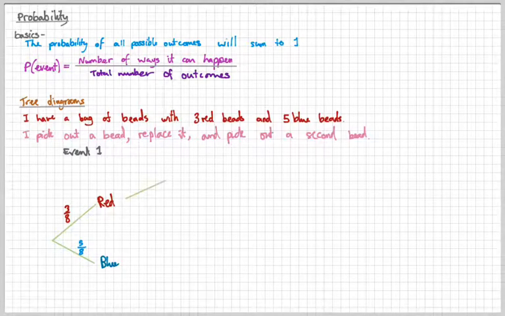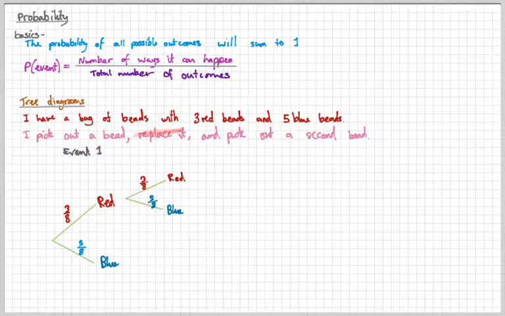Next we're going to look at event 2, which is going to be the second pick. We look at what would have happened if we'd picked red first. If we'd picked red first, what could happen next? We could have picked red a second time, or on the second pick we could have picked blue. What is the probability that we pick red on the second go? Well, don't forget it says that we replaced the bead. So in the bag there are still 8 beads and 3 of them are red. So the probability that we pick a red on the second go is 3/8. The probability we pick a blue on the second go is 5/8.